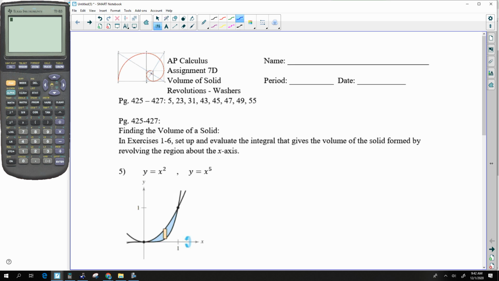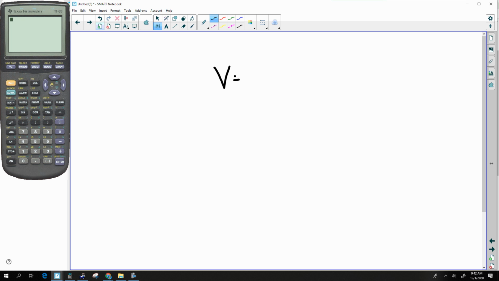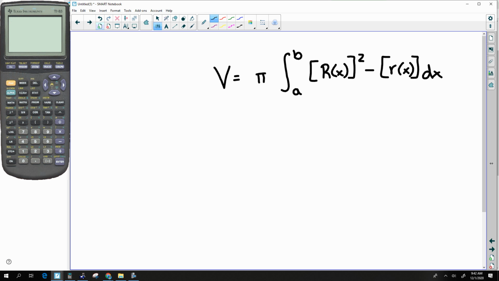Again, one more time about how to set things up. And here we are given two different things. To set up these volumes, let me get a fresh page here. A volume is going to be pi r squared. We'll assume that we are going to be doing this dx. And so I think the new idea of today is that we are going to have two different radii, and you have to individually square them. And I'll explain what this means in just one sec.